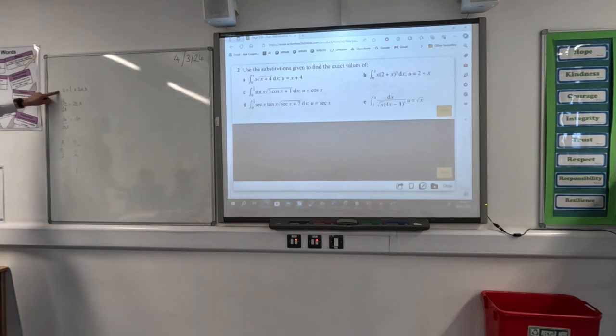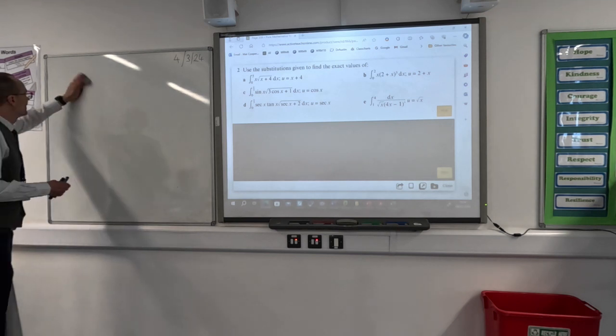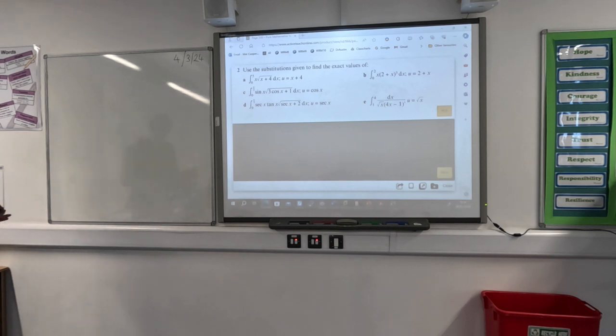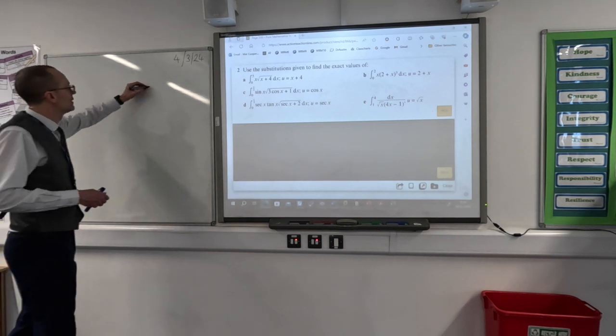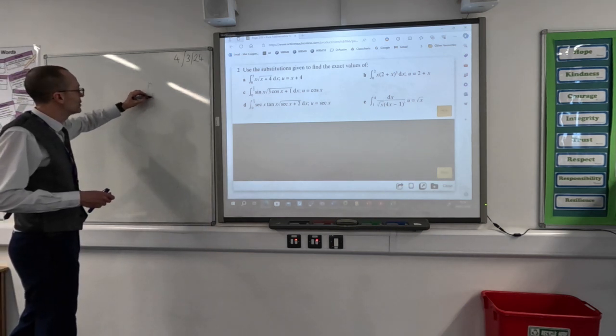Change the values from x to u? You use that formula. So you do 1 plus the sine of the x value. So the sine of 0 is 0. So 1 plus sine 0 is 1. Sine of 90, sine of pi over 2, is 1. So that's 1. Yeah? So we're doing c. We're doing 2c.